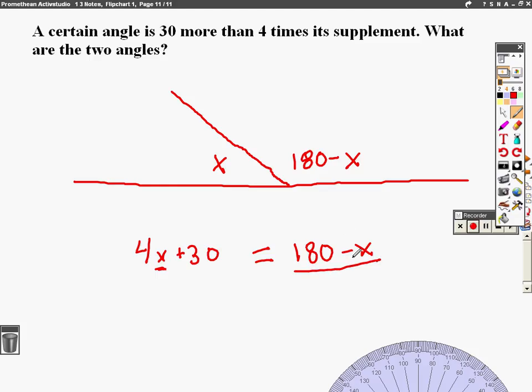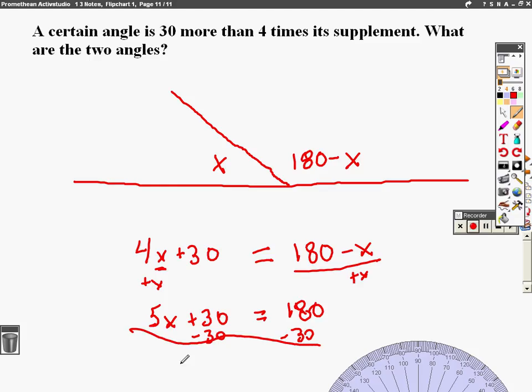And now if I go ahead and solve this, I'm going to add x to both sides, and that gets me 5x plus 30 is equal to 180. And then I'm going to subtract 30 on both sides. 5x is equal to 150. And then if I divide by 5, I get x equals 30.